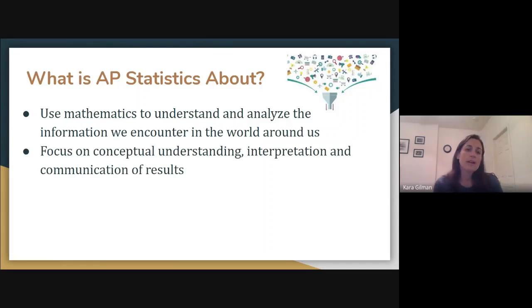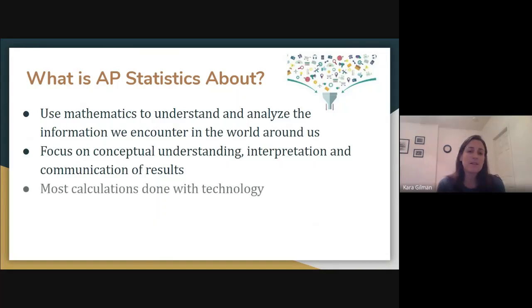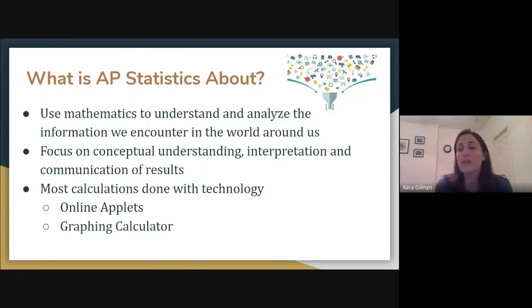The focus in our class is on conceptual understanding and interpreting and communicating results, much less than it is on calculation. So most of our calculations are going to be done with technology. We'll do a little bit by hand, but almost all of it will be done with technology. Right now, we're mostly using online applets since we're in this environment. A graphing calculator will be required if we are in person when we take the AP exam.